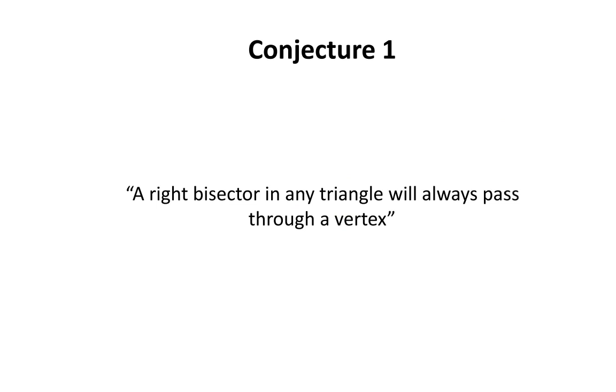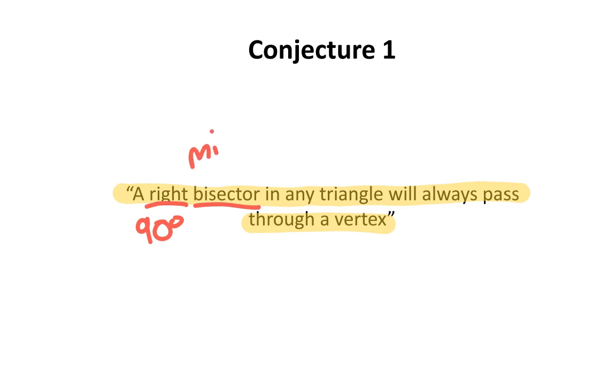Our first conjecture states that a right bisector in any triangle will always pass through a vertex. Let's go over some key terms. Right, in a mathematical sense, refers to a 90-degree angle, whereas bisector refers to cutting something in half. This is related to a midpoint, which we learned in a previous lesson. Meanwhile, a vertex is just another way of saying a corner.